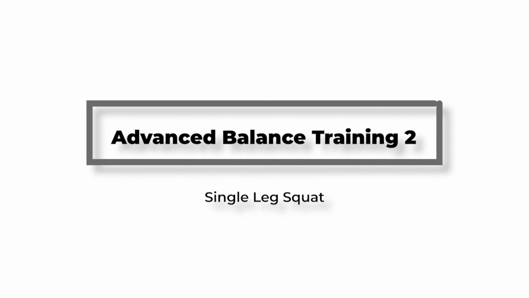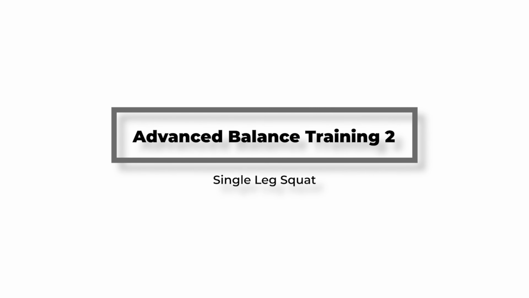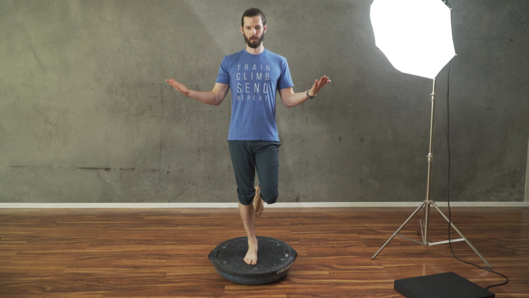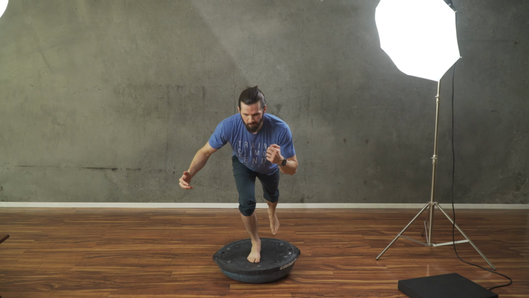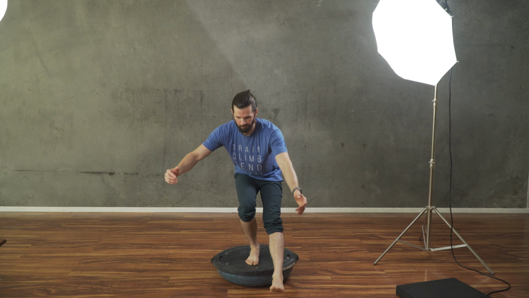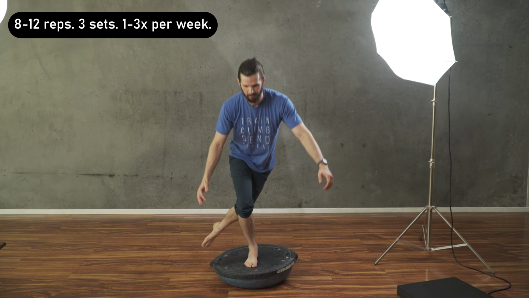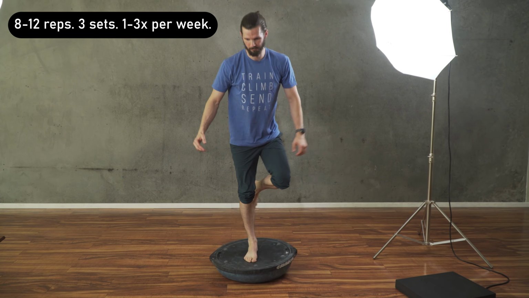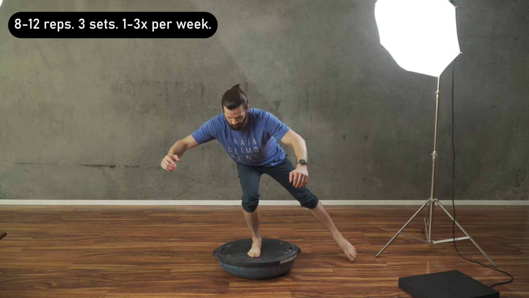Place a BOSU dome down, step on it with a single leg and gather your balance. Perform a single leg squat and reach the opposite leg behind you to touch the ground lightly. Return to standing, repeat but reach the leg forward, then to the side, and curtsy across you.